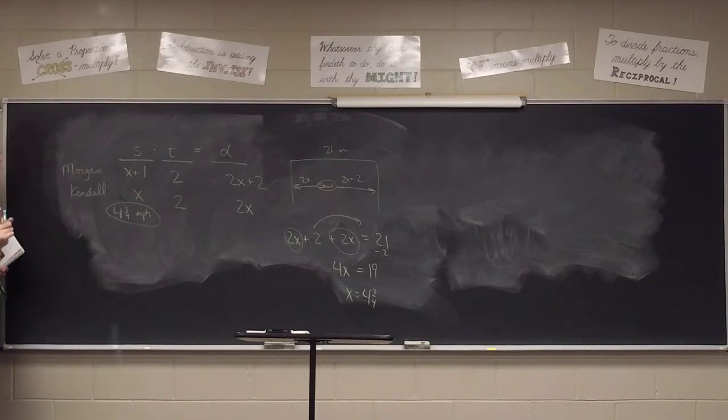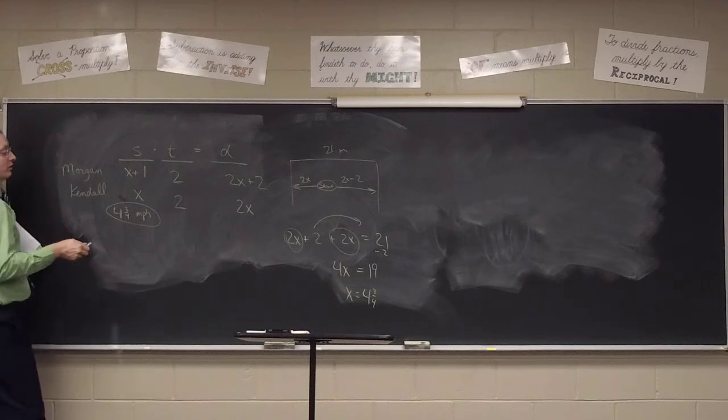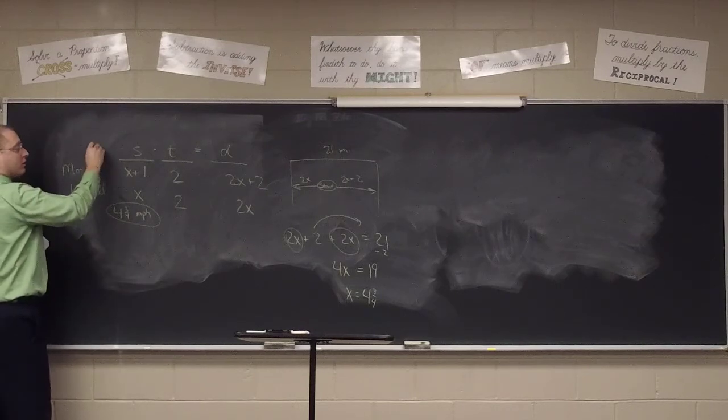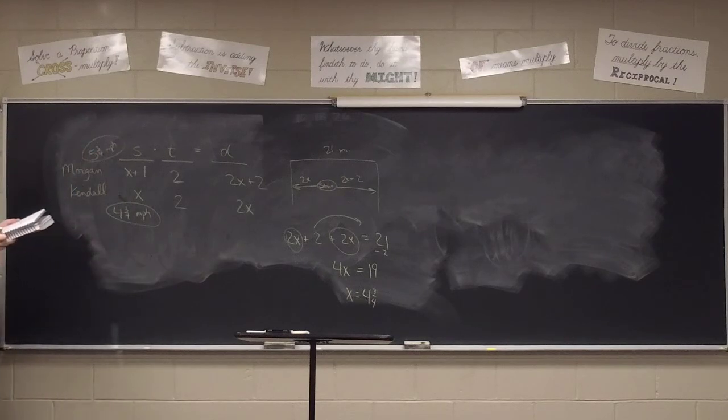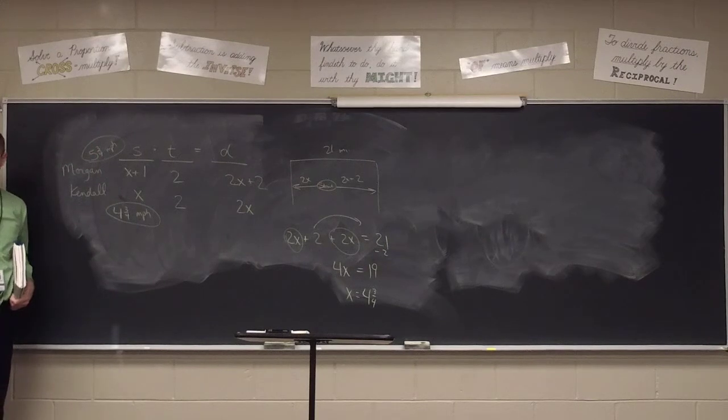But Morgan jogged 1 mile per hour faster. She apparently jogged at a rate of... And was that the question? What was the rate of each? Yes. So all I asked for was how fast was each girl going. How many got 5 3/4 miles per hour and 4 3/4 miles per hour?